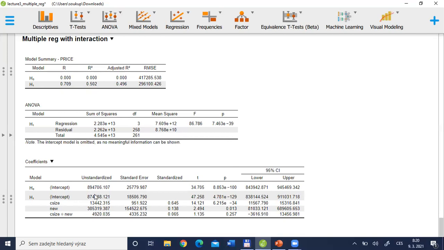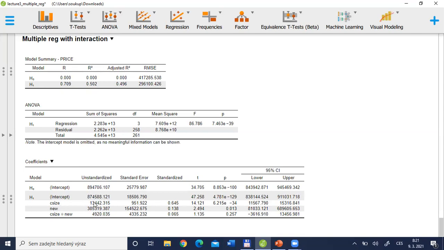So what is the meaning of the intercept currently? It's the price for an average sized flat. Old or new? Old. Yes. C size is 0 for average size, new is 0 for old, and C size multiplied by new is 0 for an average size flat, which is not new. So that's correct. So this is the meaning of the intercept.